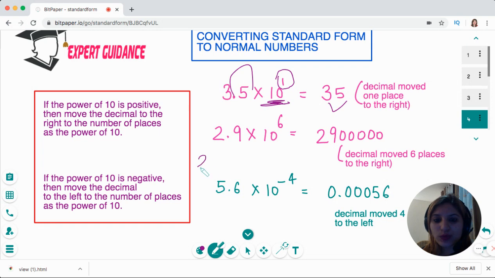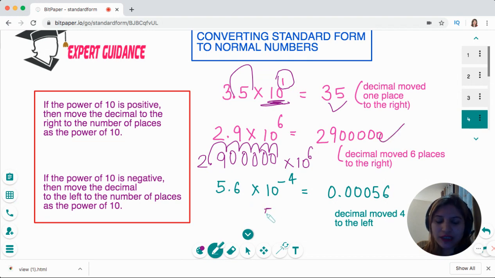This is 2.9 times 10 to the power 6. The power of 10 is 6. So we'll move it 6 places to the right. So it's 1, 2, 3, 4, 5, 6. There you will add zeros when there's no number. So you will get 29 and 5 zeros.